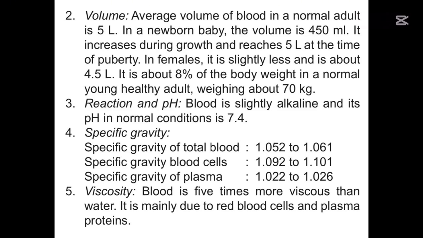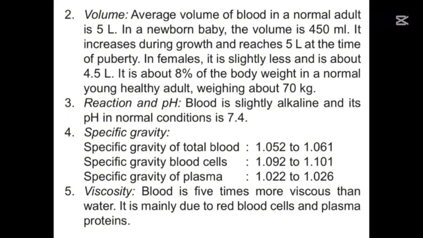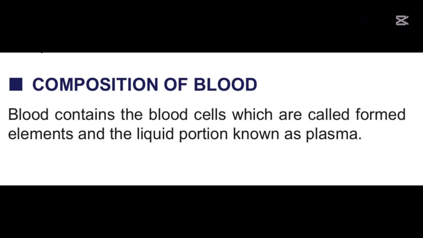The specific gravity of the total blood, one thing for your exam you have to know, is about 1.052 to about 1.061. So that is the specific gravity of the blood. But it differs in blood cells and plasma, which we'll be talking about, because the total blood is divided into the plasma portion and the blood cell portion.